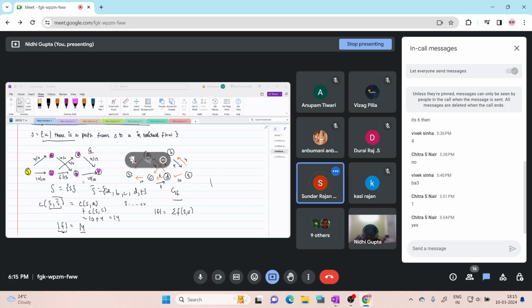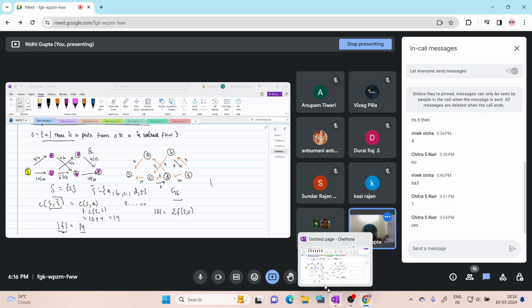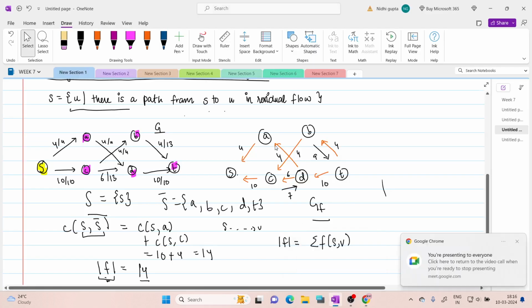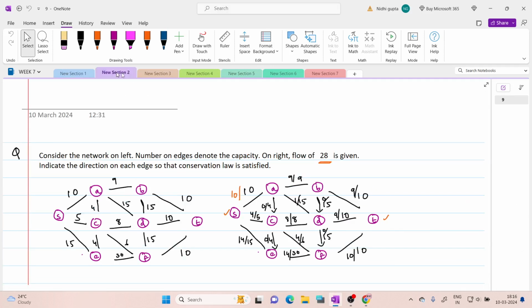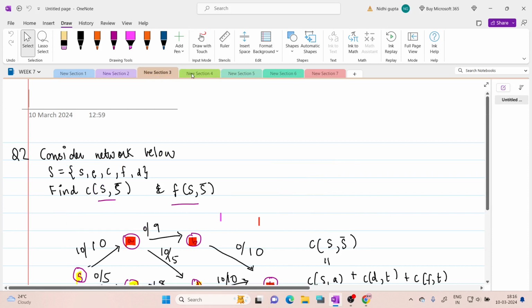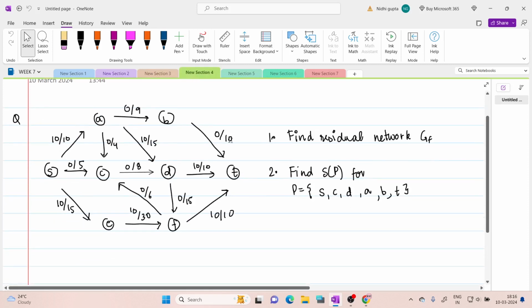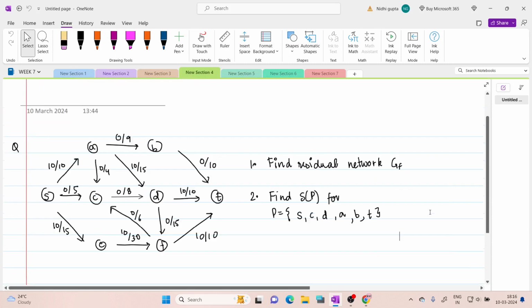So if we have to look for an augmenting path, we look in the residual flow. And in the residual flow, there is no path from S to T. Since there is no path from S to T in the residual flow, the given flow is the maximum flow. Okay. So now let's look at some questions. This is done. So this is the question.